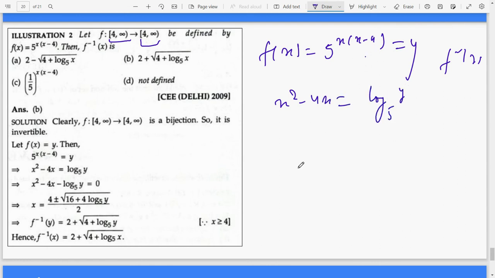I think you know how to do the log. Then you need to solve this particular thing in terms of y. Obviously, x square minus 4x minus log 5y. So you need to solve this particular quadratic equation in terms of x, and if you solve for x, you will get the value.